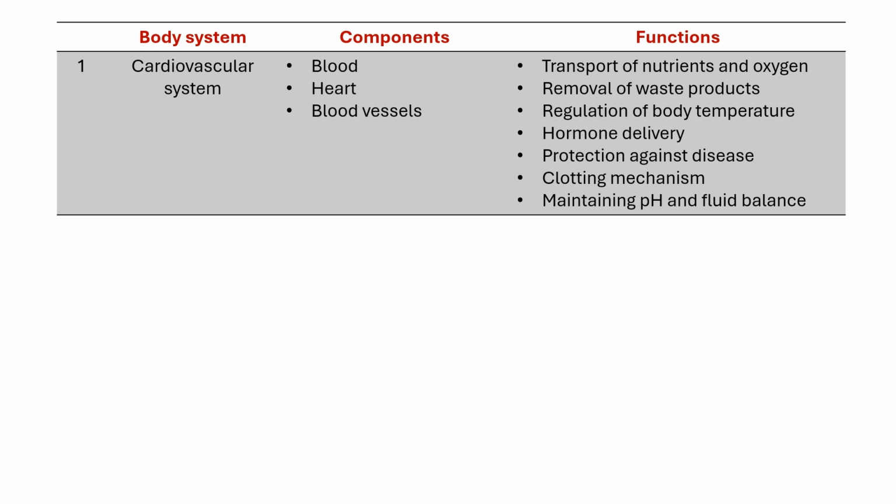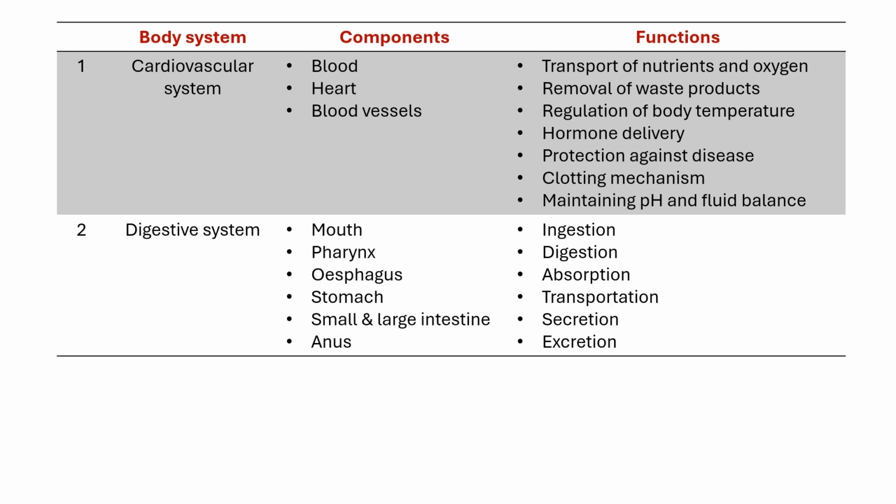Next system is the digestive system. Its components are mouth, pharynx, esophagus, stomach, small intestine, large intestine, rectum and anus. Coming to its functions, the first function is ingestion. Ingestion is nothing but the process of taking in food through the mouth. Taking in food with the help of the mouth is known as ingestion. Second is digestion. Breaking down of the food into smaller molecules is called digestion. Again, it is of two types: mechanical digestion and chemical digestion.